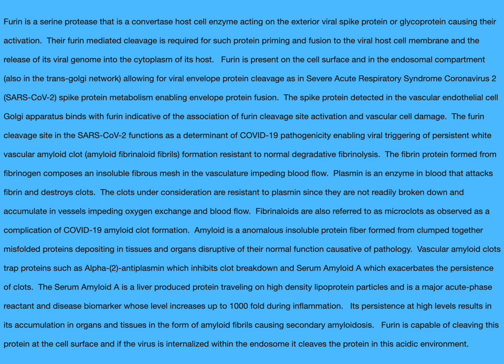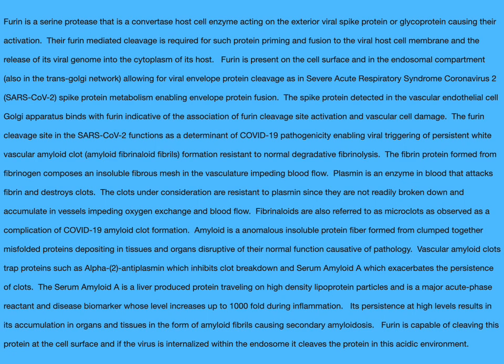Furin is a serine protease that is a convertase host cell enzyme acting on the exterior viral spike protein or glycoprotein, causing their activation. Their furin-mediated cleavage is required for such protein priming and fusion to the viral host cell membrane and the release of its viral genome into the cytoplasm of its host.